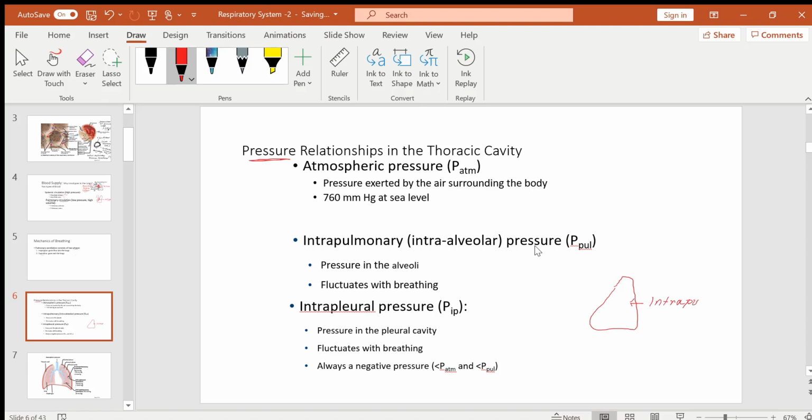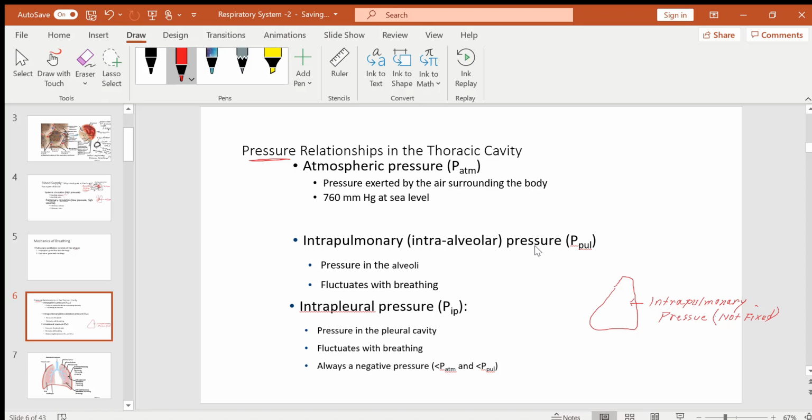Intrapulmonary. Makes sense. Intra means inside, pulmonary means lung. Pressure also called intra-alveolar because the lung is filled with alveoli. Okay, intrapulmonary or intra-alveolar pressure. So this is one you need to know. Remember, this pressure is not fixed. This is very important. It's not fixed. It changes.